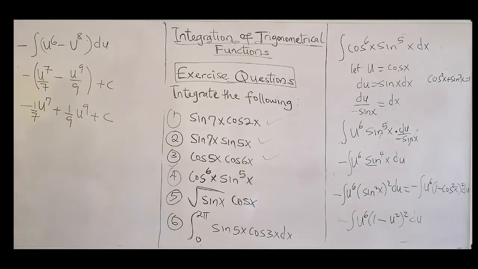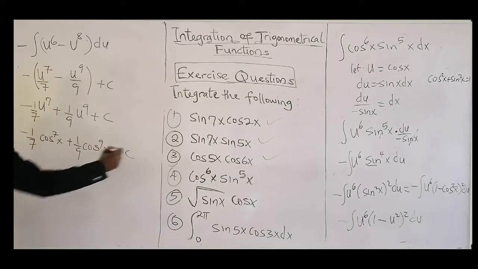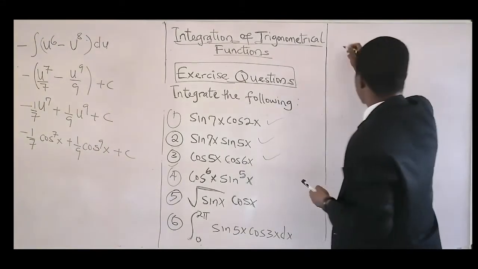Then we can return the u. Our u is cos x. So minus 1 over 7 cos 7x plus 1 over 9 cos 9x plus c. So that's the last one.